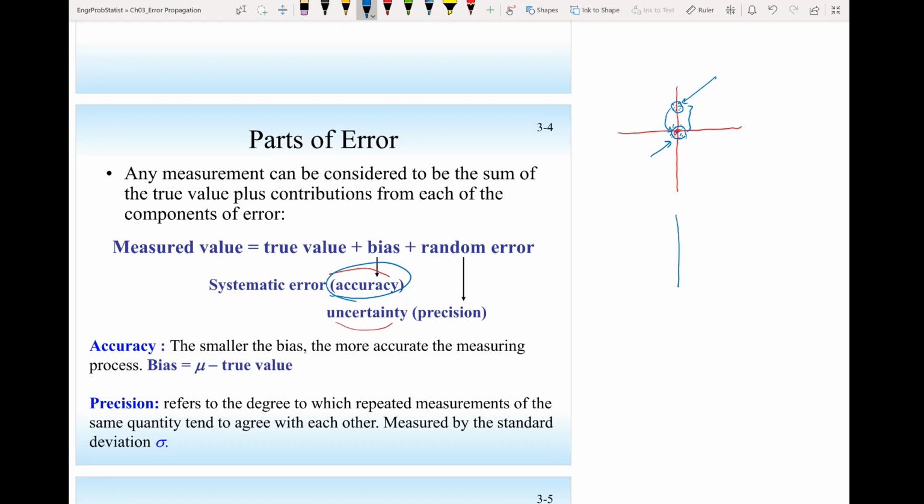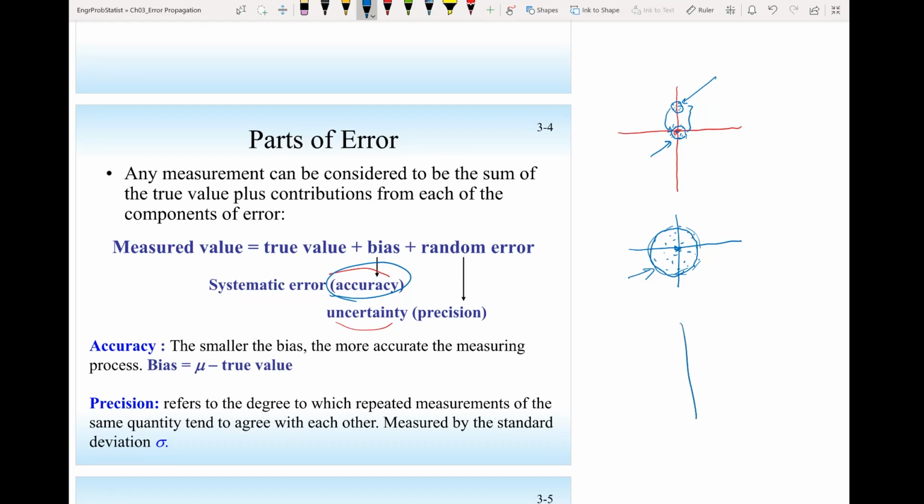Now imagine something like this here. So all his shots are here. Now this is good accuracy because all are centered around the goal, but they are all over, with a high radius. So that's poor precision, but good accuracy.